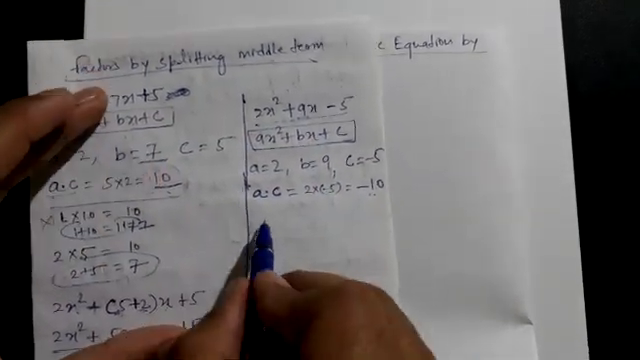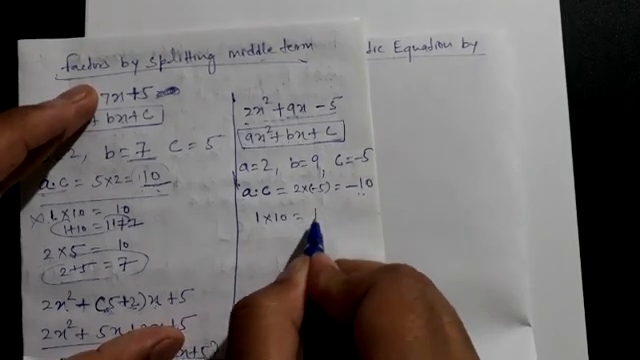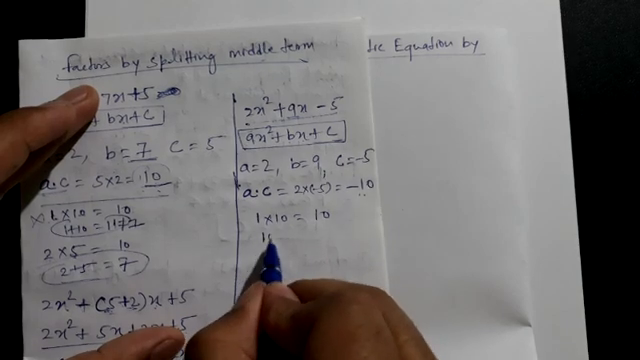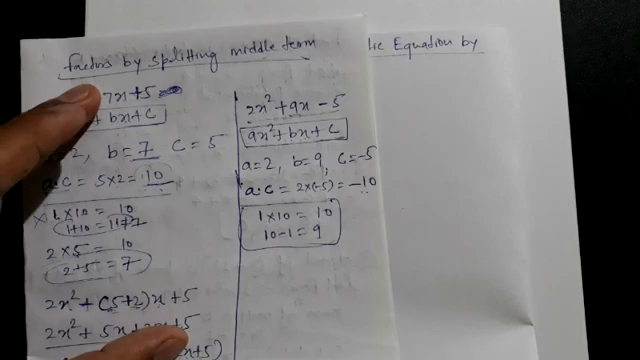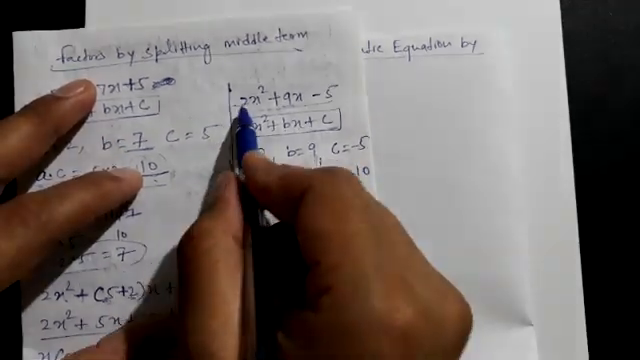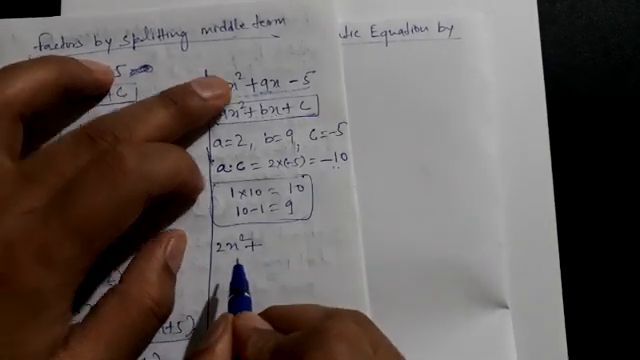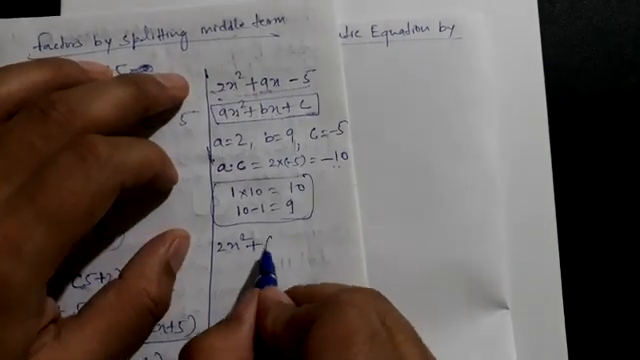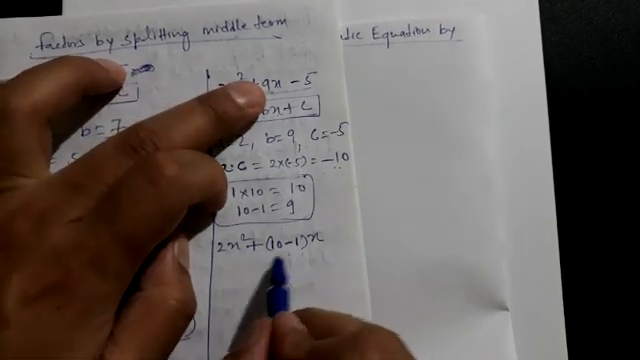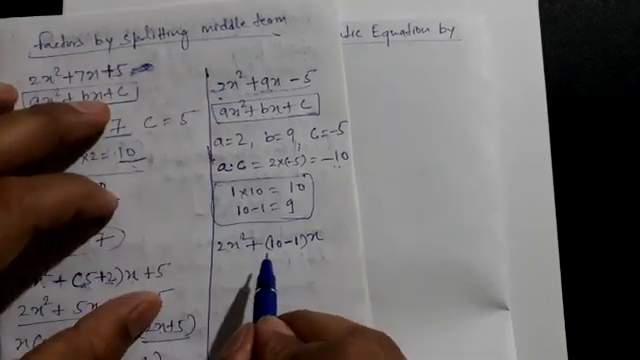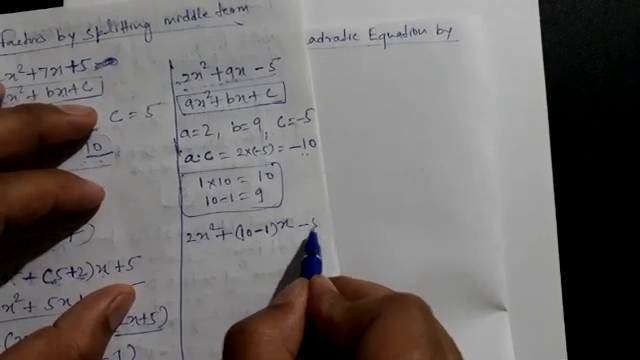Okay, so let us try to find. Starting from 1 into 10, so 1 into 10 is 10 only, and the difference, 10 minus 1, is equal to 9. Okay, we have found it now. So now how am I going to write this polynomial? You see, in 2x squared plus 9x, I am writing this 9 as 10 minus 1 into x. 9 can be written as 10 minus 1. Getting this or not? So I am splitting this middle term now, 10 minus 1 into x, minus 5.